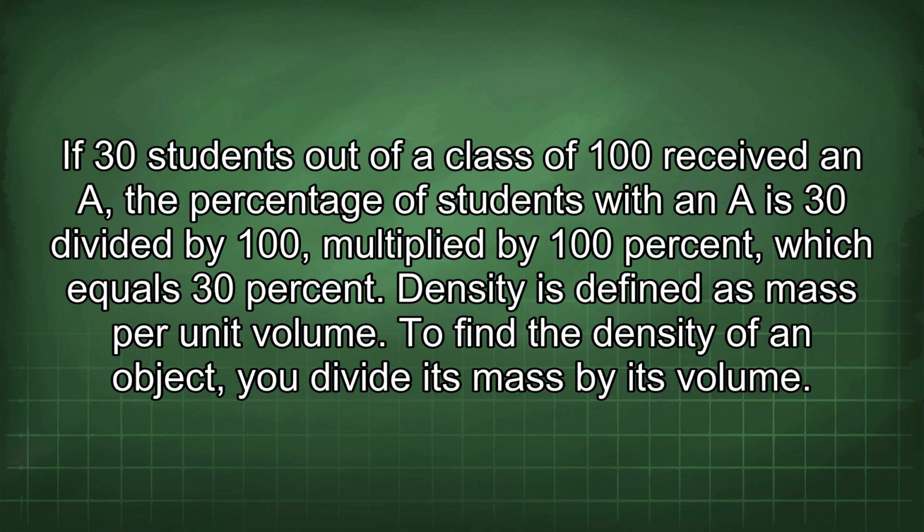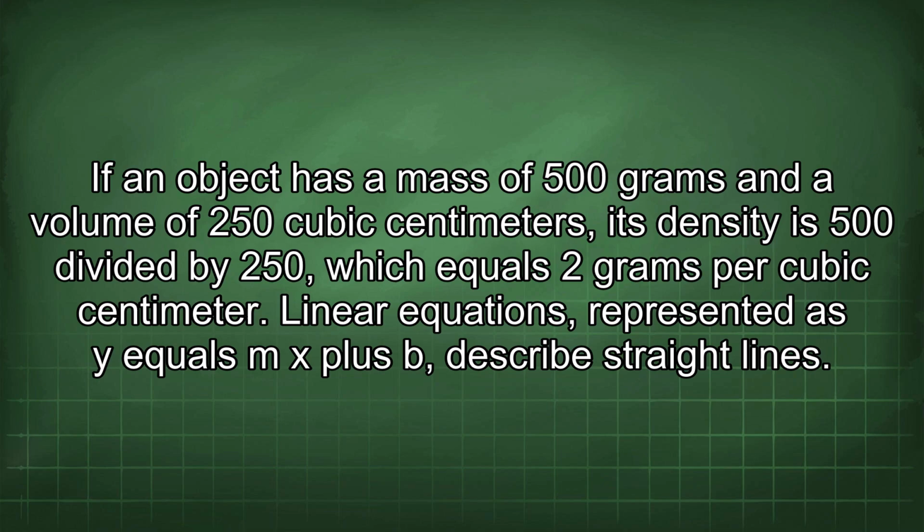Density is defined as mass per unit volume. To find the density of an object, you divide its mass by its volume. If an object has a mass of 500 grams and a volume of 250 cubic centimeters, its density is 500 divided by 250, which equals 2 grams per cubic centimeter.